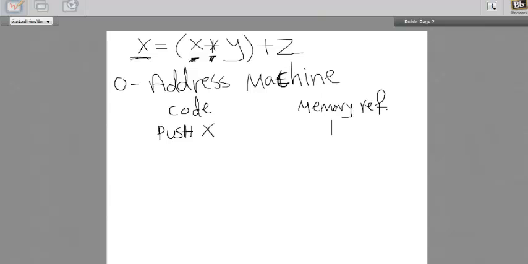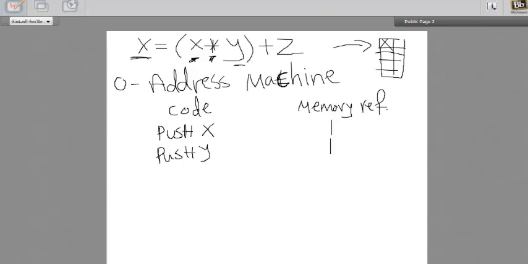Because if this is our memory, we need to access the memory once to get the value of x. So that's the one. Then the next variable you have is y. So we need to have this value. So we say, okay, then push y. Push y. Again, it's the same idea. We need to access the memory once to get the value of y.